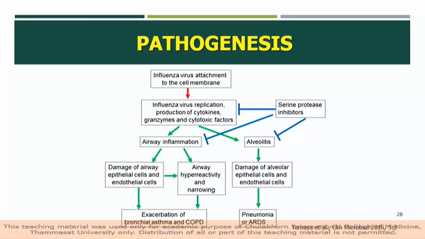Within a short time, many cells in the respiratory tract are infected and eventually killed. And the immune system can produce cytokines, chemokines, and cytotoxic factors. So all of these result in bronchial asthma, COPD, pneumonia, or ARDS, which is acute respiratory distress syndrome.